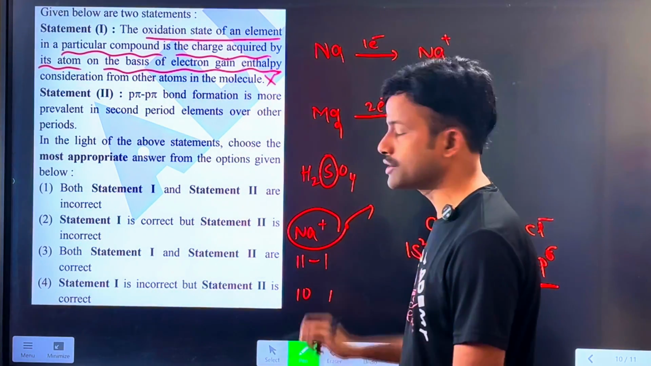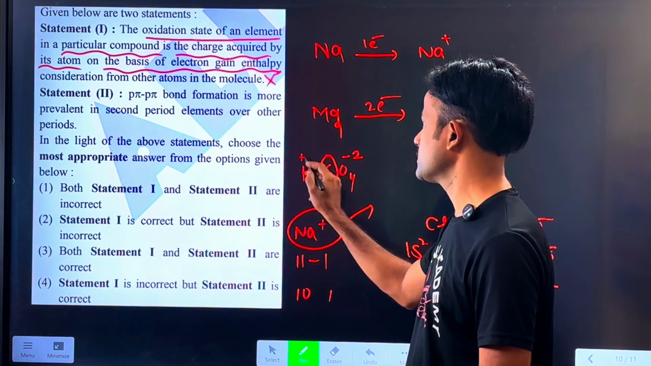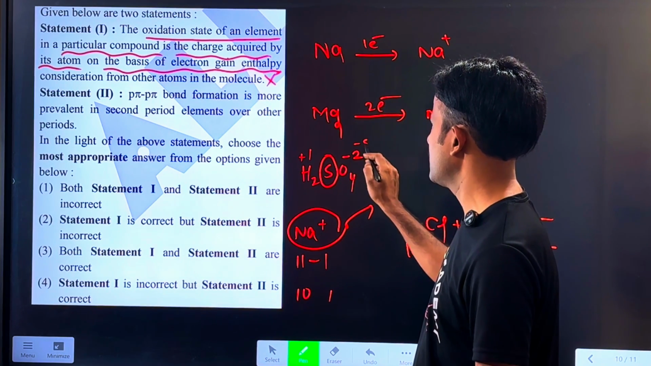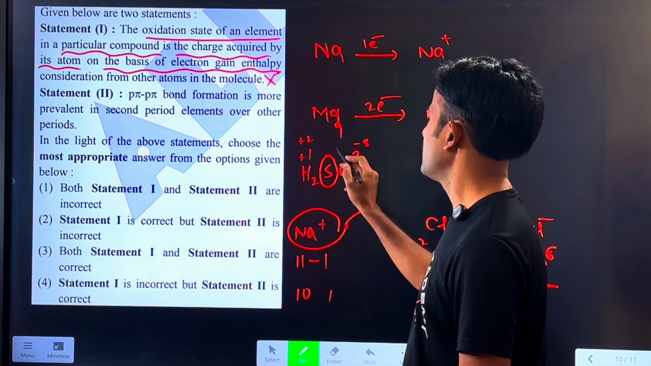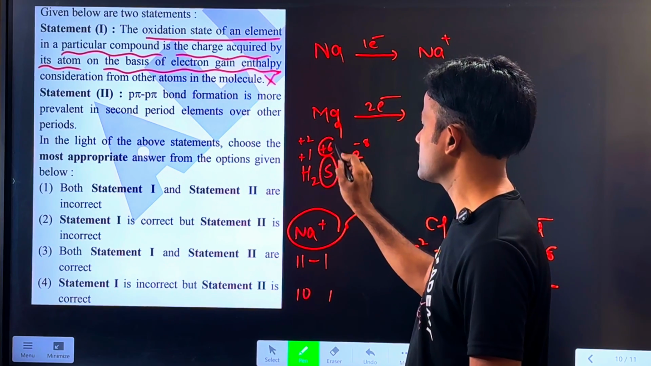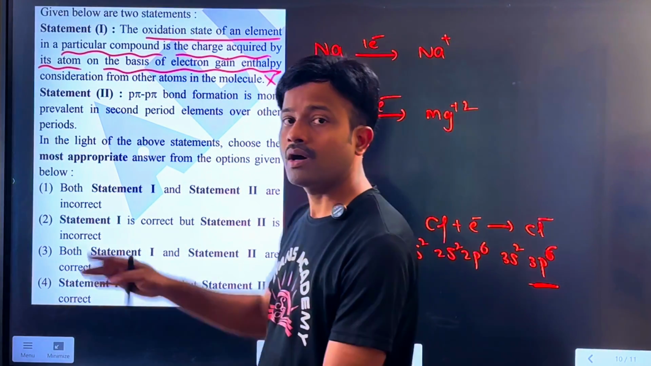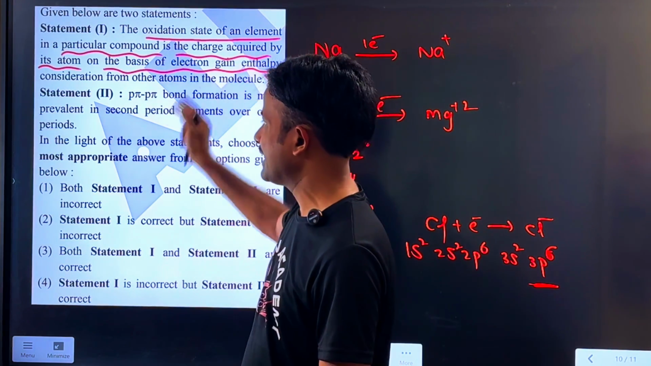Now you see here in H2SO4, oxygen valence is -2, hydrogen valence is +1. Based on this, oxygen gives -8 and hydrogen gives +2. So -8 +2, to balance this, sulfur has to get +6 oxidation state. It depends on the valency of other atoms, not on electron gain enthalpy.